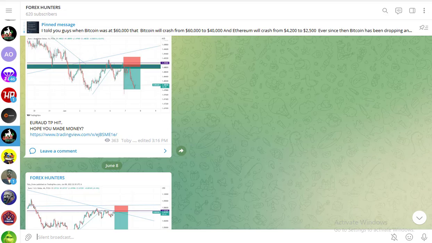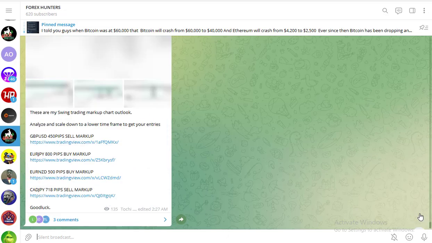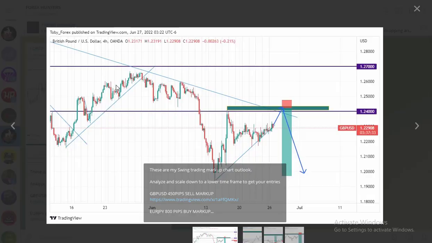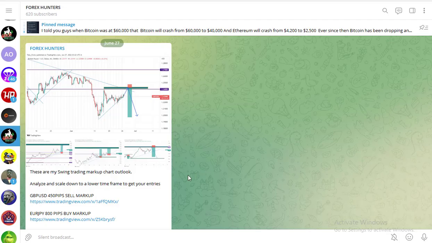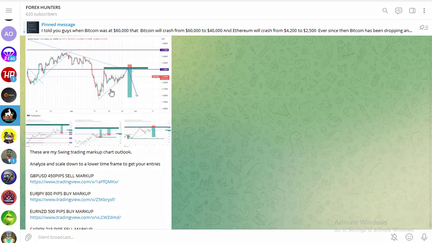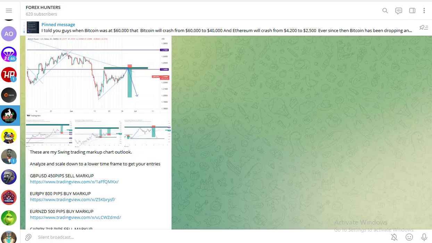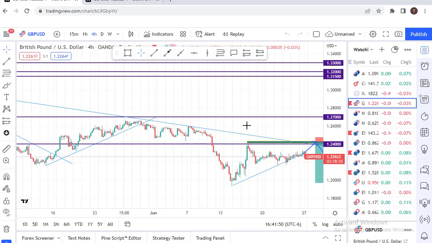So having that said, let's quickly dive into the video and let me start explaining some of these markup charts. The first one we have is GBPUSD, British pound US dollar, for a sell, and this is about 450 pips.